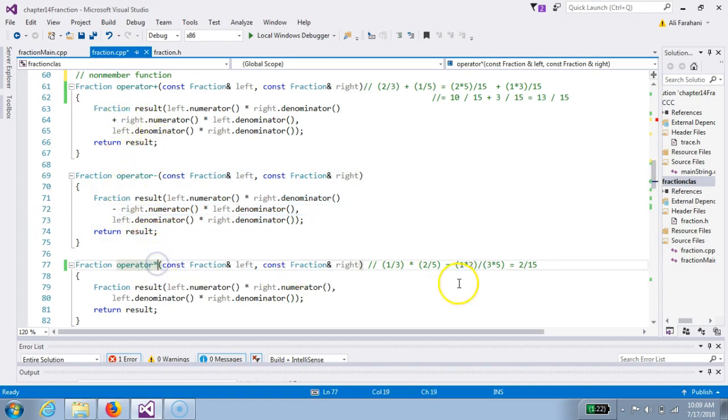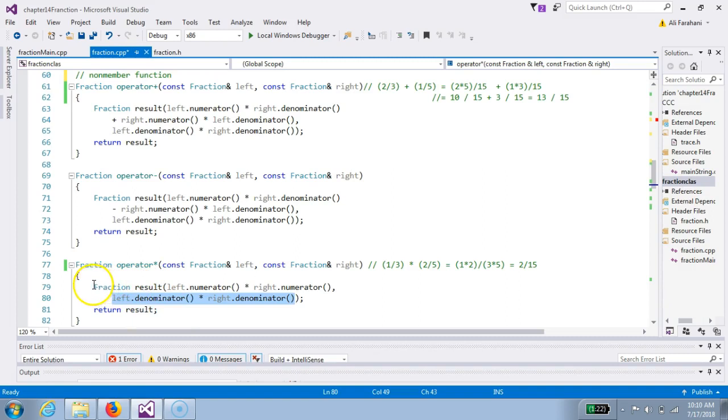Multiplying two fractions. How do you multiply the fractions? Well, you multiply the numerators and you multiply denominators separately. So here it is. Create a fraction result. What would be in the top? Left numerator times right numerator. That's the top. Multiplying the numerators. And then what would be in the bottom? Left denominator times the right denominator. Fraction is created and it is returned.